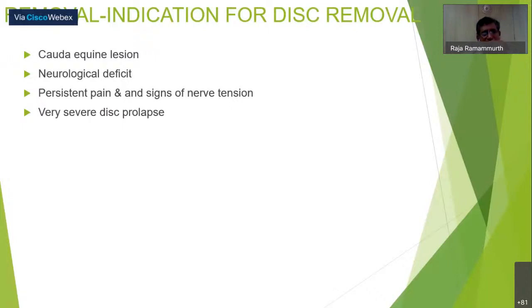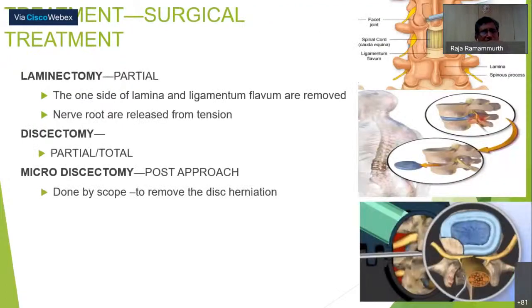Then the next point is persistent pain and signs of nerve tension. And the fourth point is very severe disc prolapse. In that case, the patient is directed for disc removal. Now, if you consider disc removal, what are all the types of surgeries they do, right?